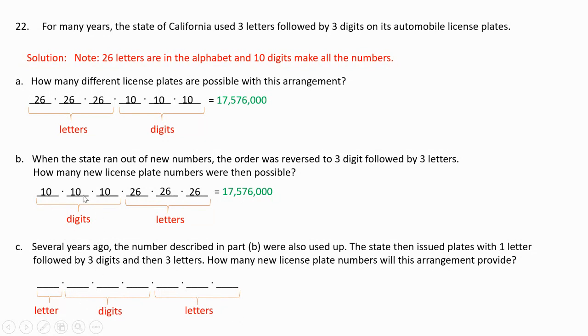Hey guys, this will be amazing, because isn't this similar to part B, but only one extra letter was added? Let's see what's the difference. That'll be 26, 10, 10, 10, 26, 26, and 26. You multiply those out, and it's going to give you 456,976,000. Imagine, guys, by adding one letter, we went from about 17.5 million to almost 457 million just by adding one letter to the plates.